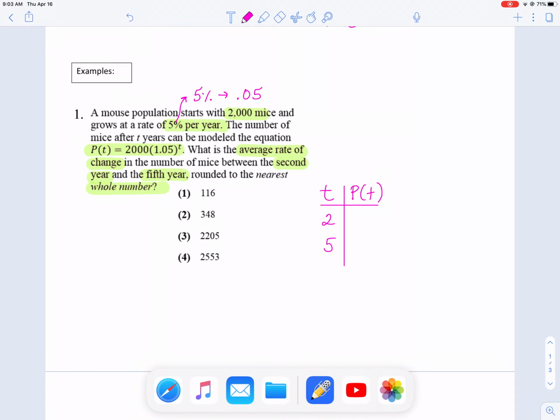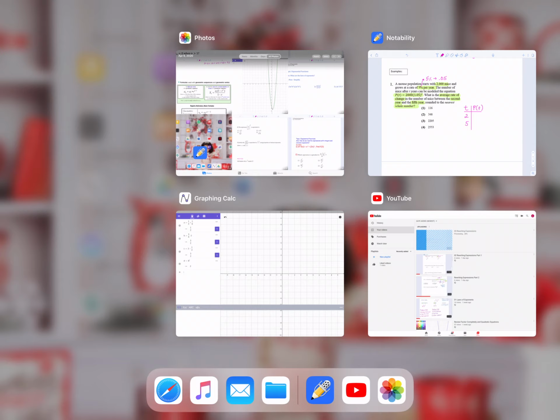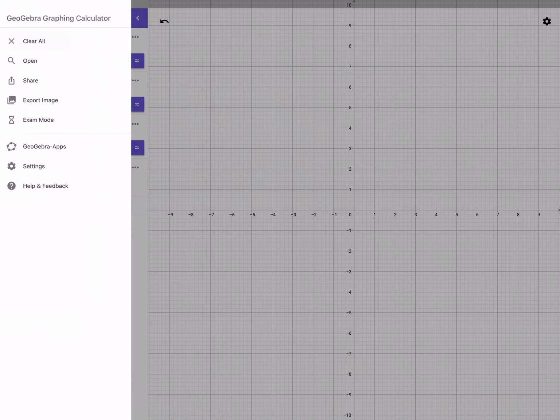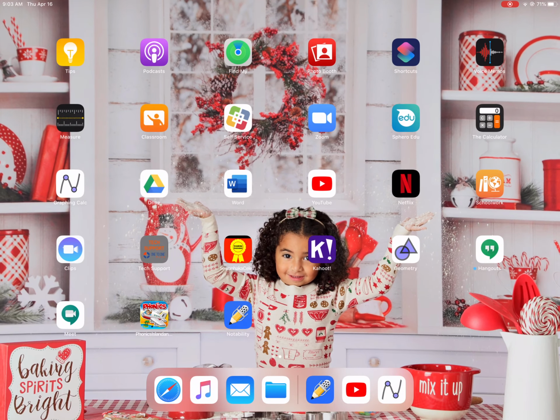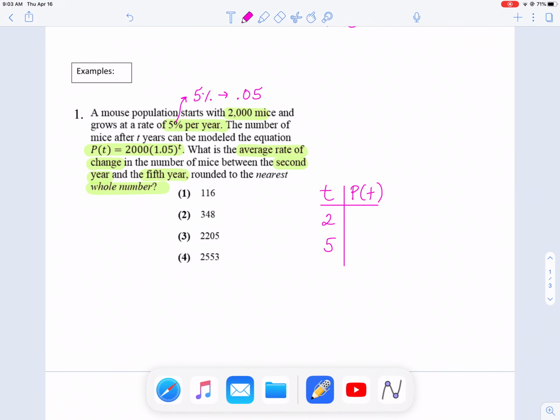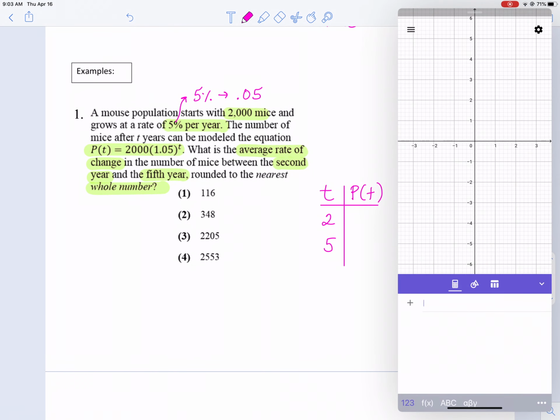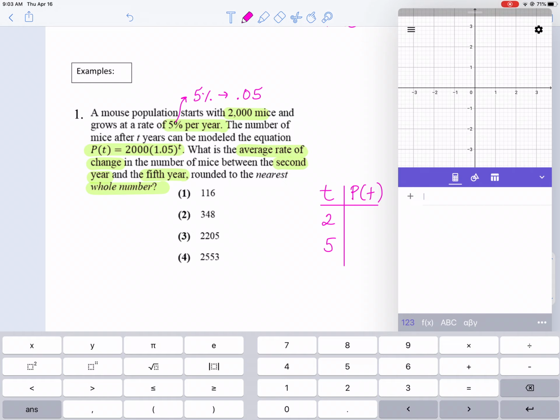Okay, so I'm going to pull up the calculator. I'm going to clear all of this, and I'm going to go back here and show you. You're going to go right into your calculator. You're going to type the function, not p of t, just your 2,000, parenthesis, 1.05. Go out of it and raise it to the x. You can't use t, you're just going to use x.